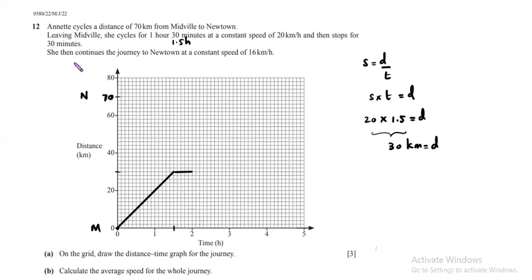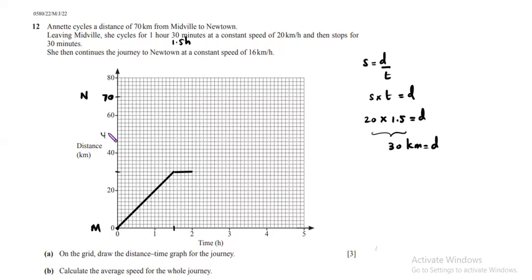Then the next one is, she continues the journey at a constant speed of 16 kilometers per hour. Now the speed is given to us. Then in the question, we know that she is going to travel at this speed until she reaches Newton. If we check how far it is, from 30 to 70, this is going to be the distance. So we need to find that difference first. That's going to be the difference between 70 and 30, which is 40 kilometers.